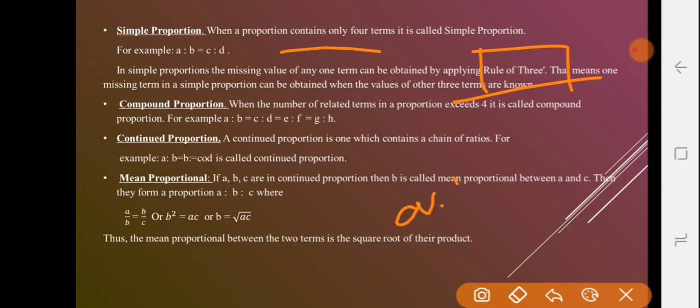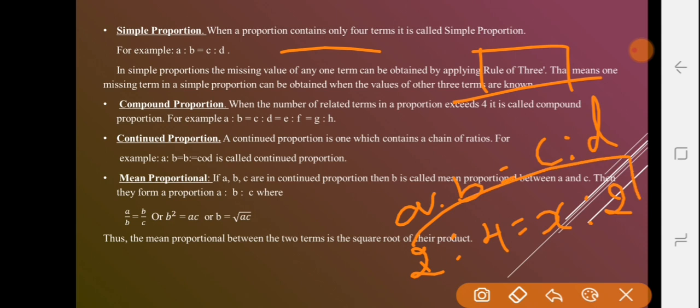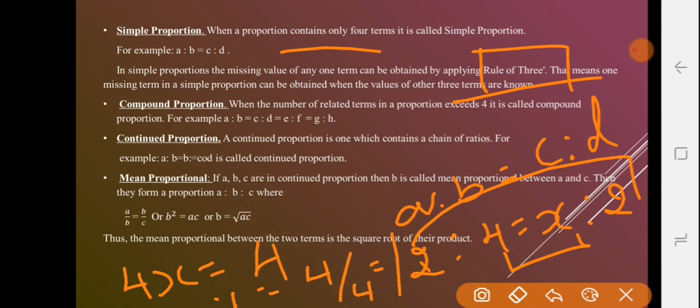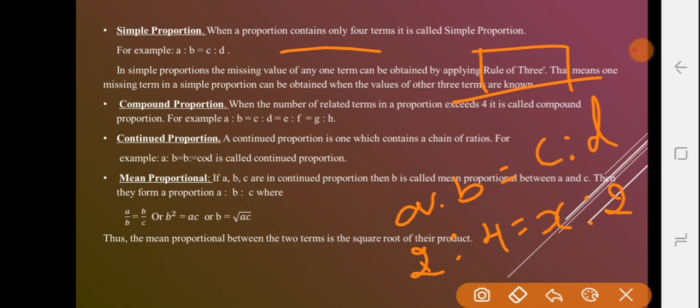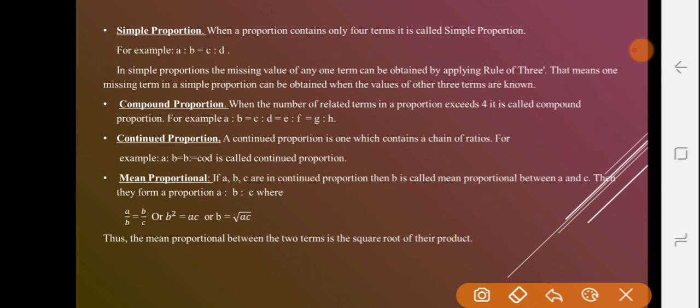Say, for example, a is to b is equal to c is to d. If a is 2, b is 4, we don't know the value of c, assume it as x, and the value of d is 2. Here what we usually do is compare the extremes and the means, right? So multiply: you get 4x is equal to 2 2s are 4. So x is equal to 4 by 4, and you get the value of x as 1. That is how we can calculate the value of the unknown term with the rule of 3. So rule of 3 is where the fourth, missing value can be assumed as x. You can expect a 2 marks question on this concept.